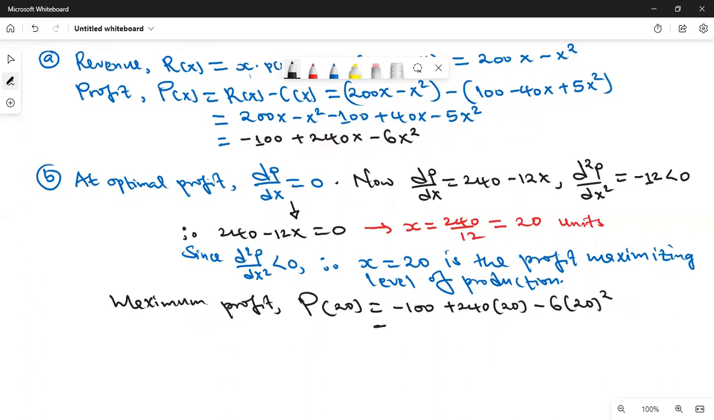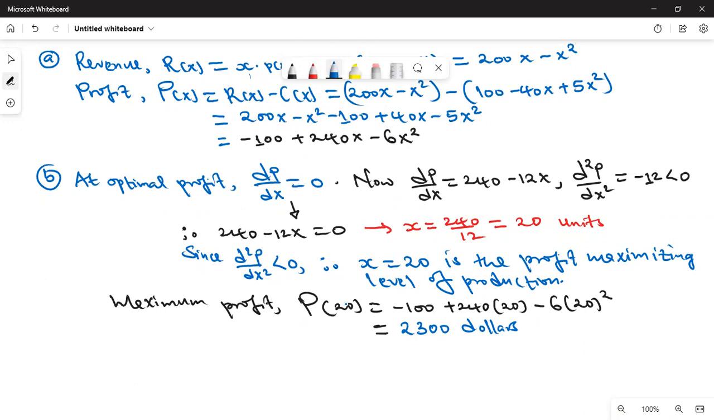So this is equal to, you can now press that in the calculator. We have negative 100. We are adding 240 times 20. Then we are subtracting 6 times 20 squared. The result is 2300. So that's our maximum profit, $2,300. So that is the maximum profit.